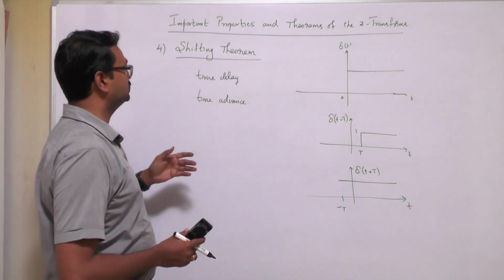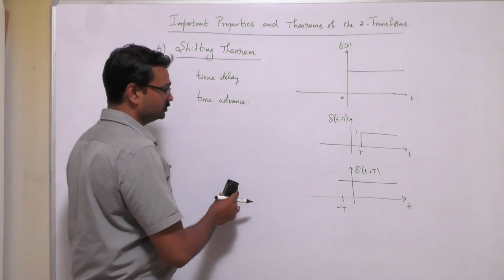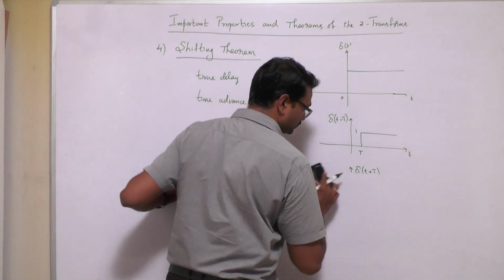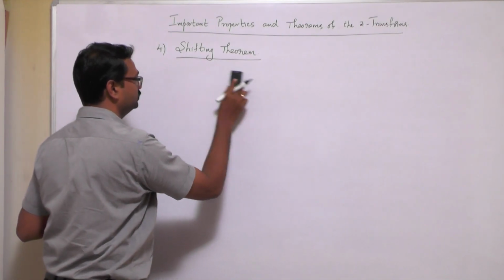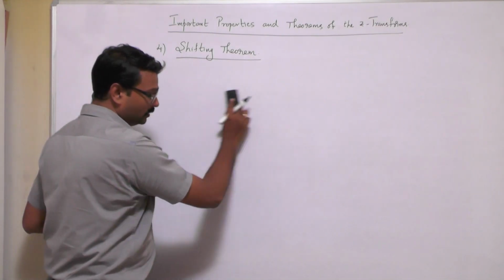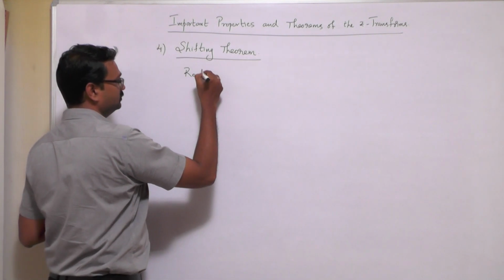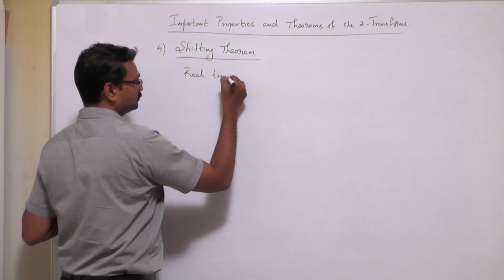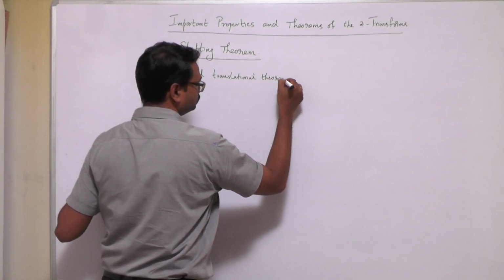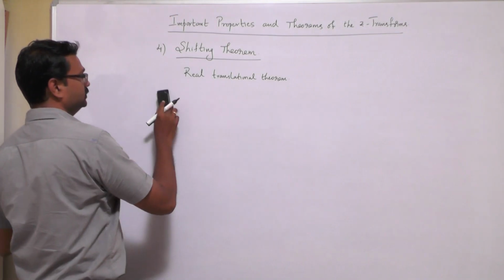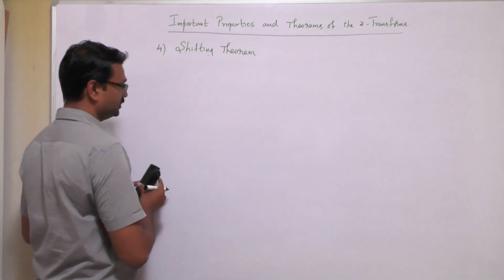Now such functions, how do you solve them using Z transforms? How do you solve the time delay function? The time delayed or time advance function uses the shifting theorem. Here we are using the real translation theorem. We'll see what the real translation theorem and the complex translation theorem are, using the shifting theorem.